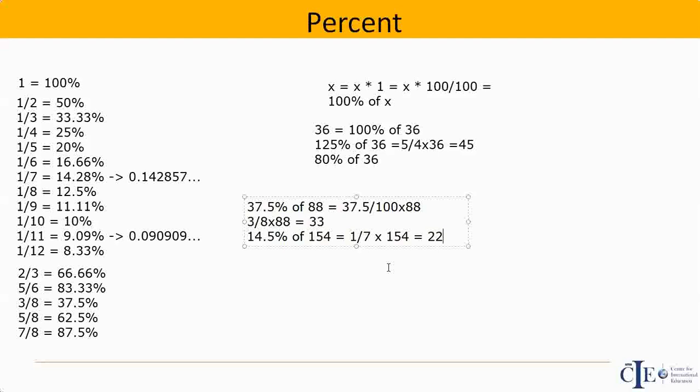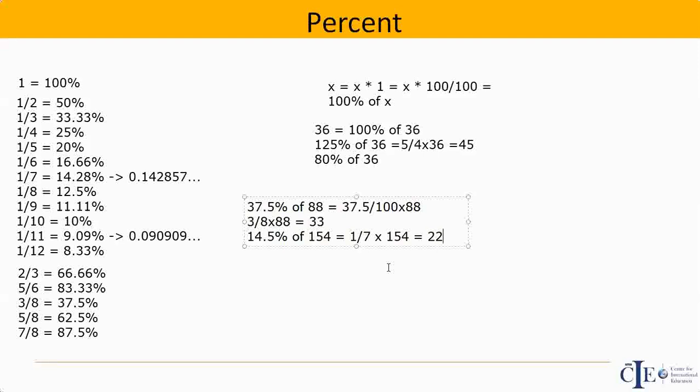Now, what is the approximation we did? We approximated to 1 by 7, which is 14.28. That is less than 14.5. So 22 is not 14.5%, but only 14.28% of that. I need 14.5, which is slightly greater than 14.28. So my answer should be slightly greater than 22, and hence I will mark an option that is slightly more than 22, not less.